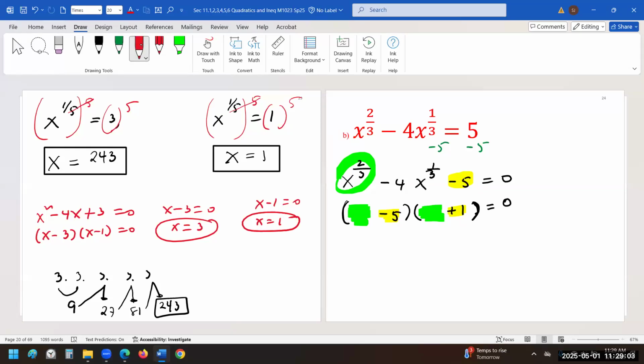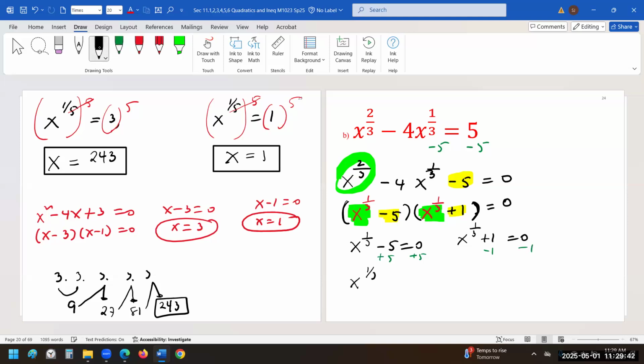So x to the 1/3 and x to the 1/3. So when you put them together, they become x to the 2/3. So we found our 2 variables. We are happy. What do we do next? Set them equal to 0. x to the 1/3 minus 5 equals 0, x to the 1/3 plus 1 equals 0. We need to add the 5 and subtract the 1.